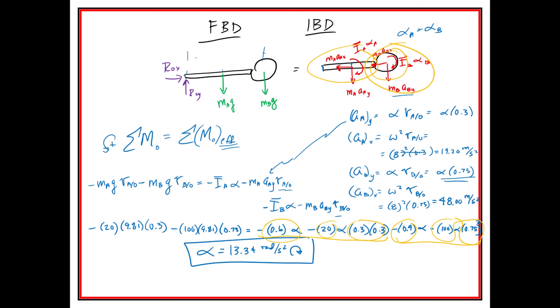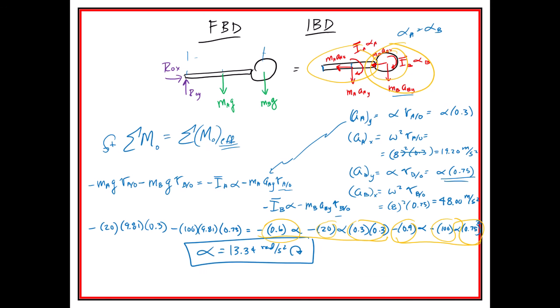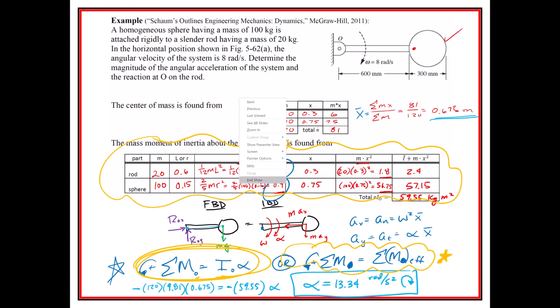I just think the most important part of this is that we have two different methods of finding it. We could either take the mass moment of inertia about the point that we're working on, or we could take the individual parts and take it about O, and we'll see that it ends up being the exact same thing.